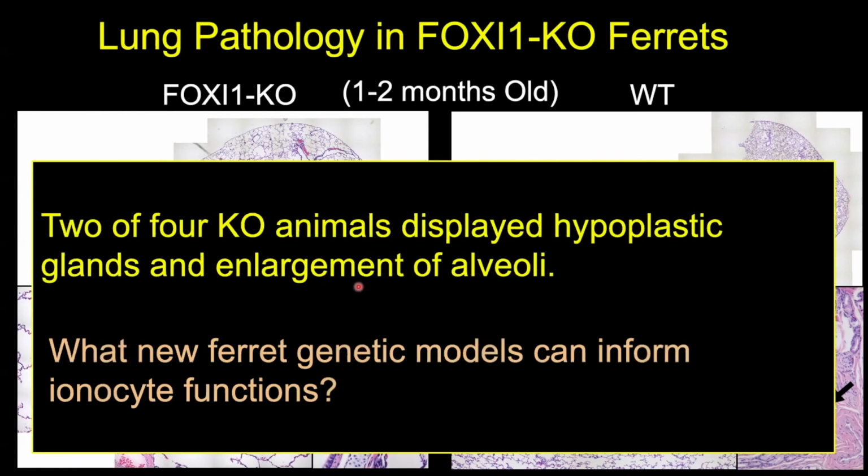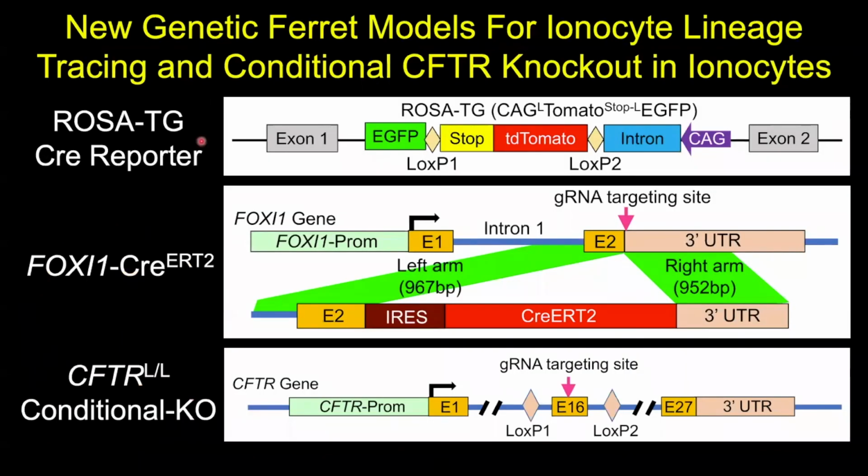So what can new genetic ferret models help to inform about ionocyte functions in the lung? We've created three different genetic ferret models. The first is our lineage tracing models, a ROSA TG model that switches from tomato to EGFP upon expression of CRE, and a second model, FOXI1 CRE ERT2, in which we knocked in an internal ribosome entry site upstream of CRE ERT2 into the 3' untranslated region of the FOXI1 gene.